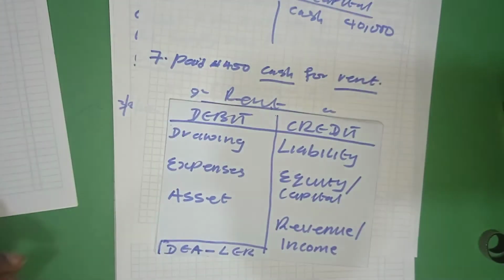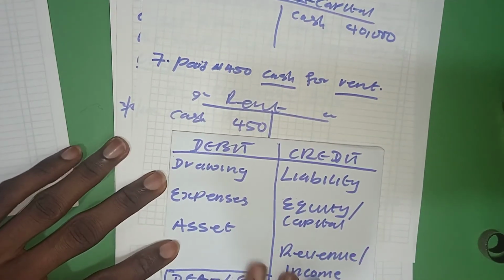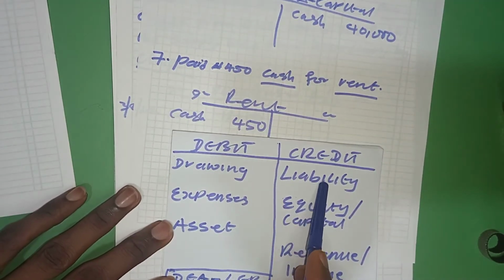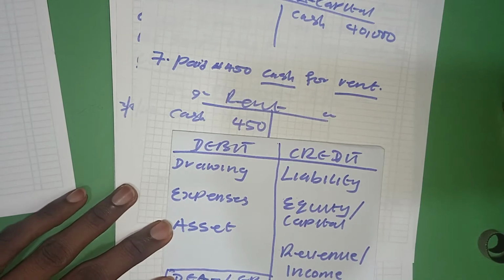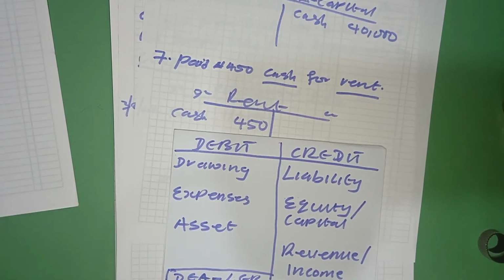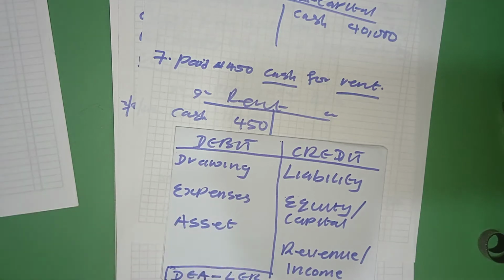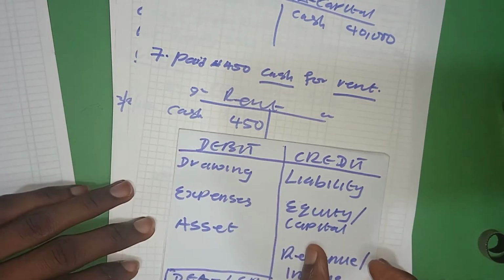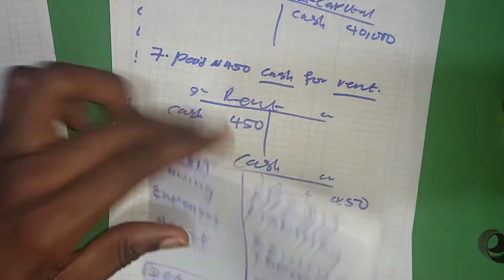Now, let's check here. A liability: you credit your cash and you debit your rent. Rent happens to be what? An expense. Because for the sake of your business to continue, you have to pay the rent. And you debit what? Expenses here is debit. So I hope you are getting it.